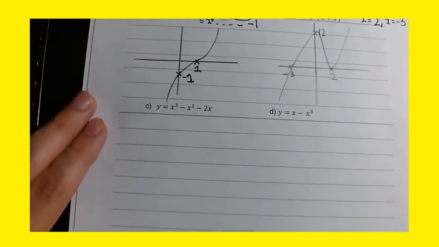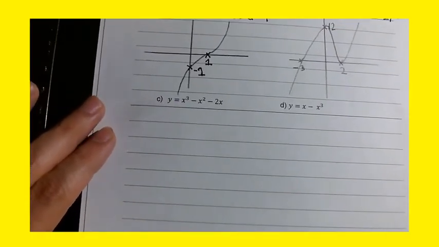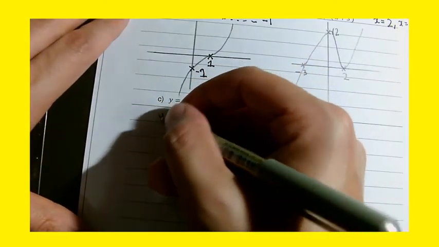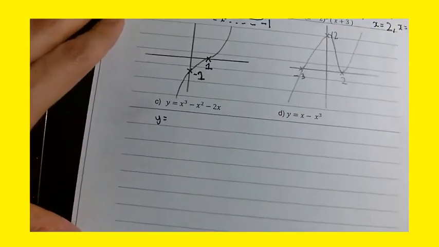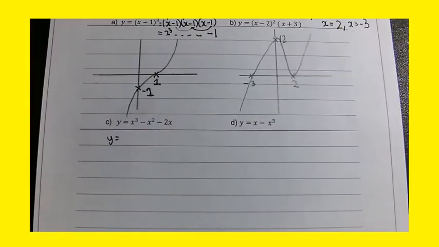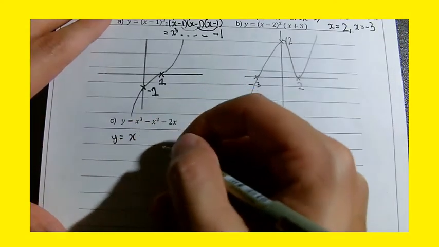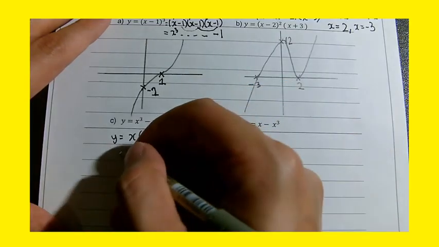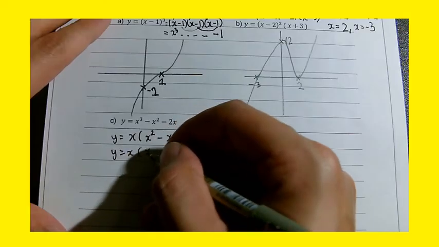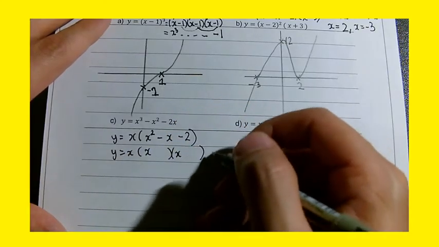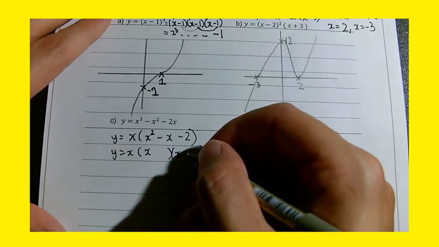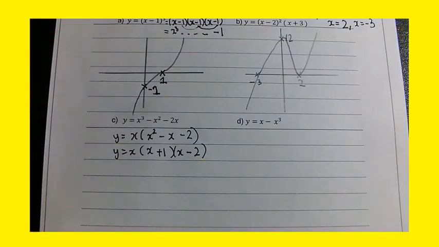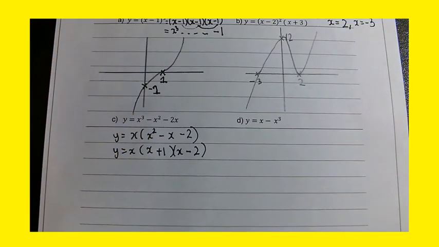So let's have a look at this one here, part C. x cubed minus x squared minus 2x. Now this is not in a factorized form, which can help me get x-intercepts, so the best thing to do would be to get it into a factorized form. Let's factorize it. I'm going to take x out. Okay, sorted. Yep, it's been correctly factorized.